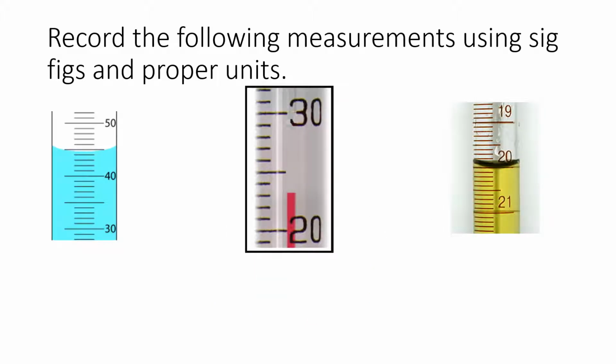Take a moment to record the following measurements using Sig Figs and proper units. Feel free to pause the video if needed. Pay attention to the graduated cylinder on the left. The liquid line is between 40 and 50. And since there are 10 markings from 40 to 50, those are marking ones places. So remember to add a tenths place whenever you're measuring. The meniscus is near 45, but is slightly below 45. So we could say that that measurement is 44.8 milliliters.